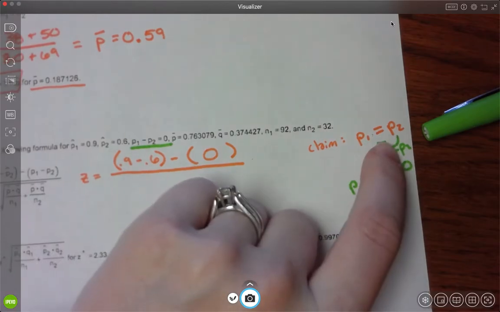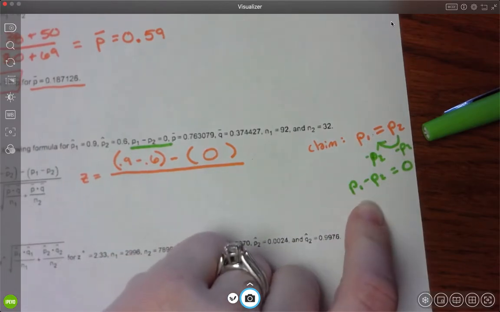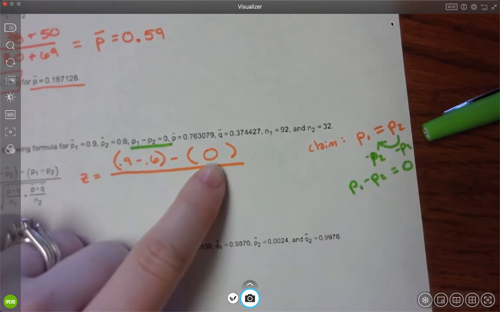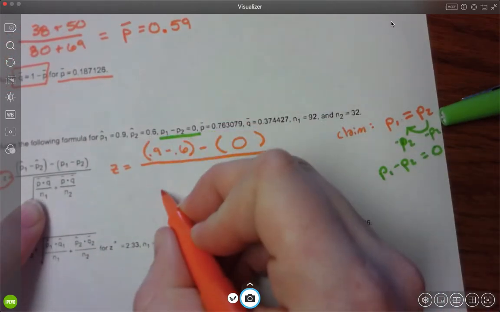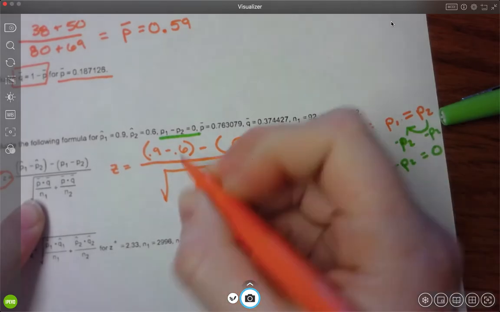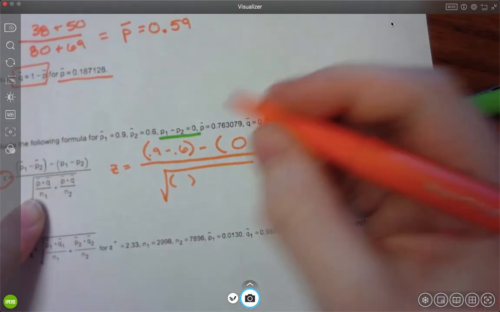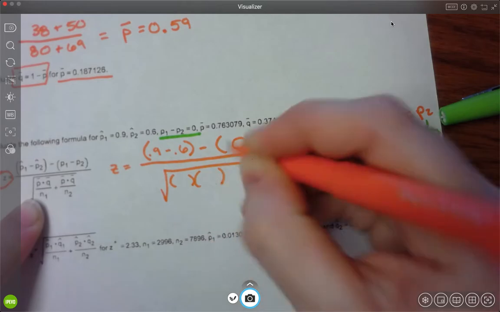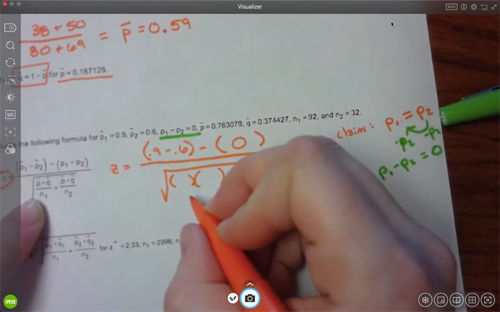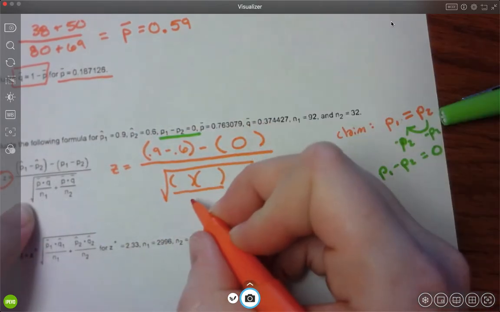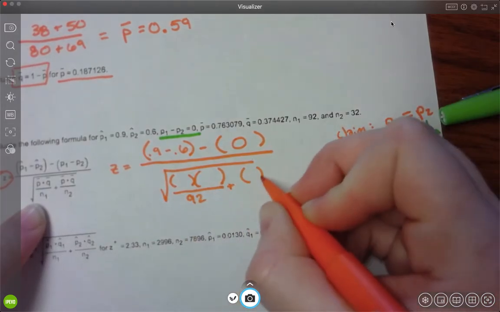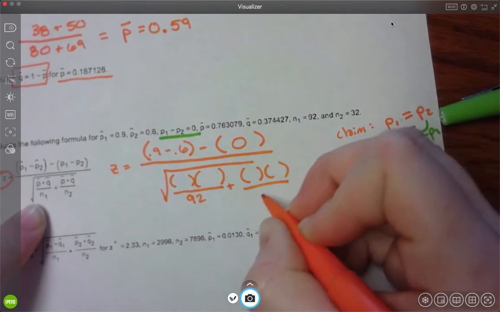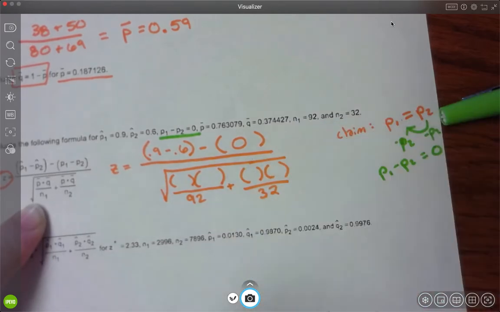So if we're claiming that they're equal, then if I subtract them, it would be 0, and I'm going to put 0 in that spot, okay? Let's keep going. So square root, I have P bar 1, oh my gosh, I'm not going to have enough room to write this in. P bar 2, or Q bar 1 over N1 is 92 plus this, that, over 32 is my second sample, okay?